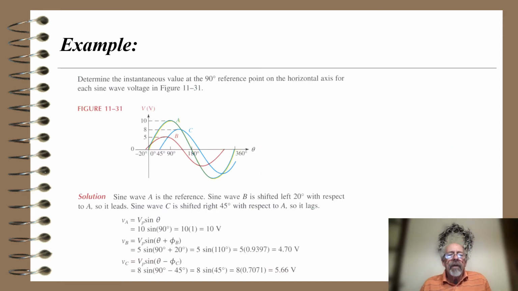So here's an example. It says determine the instantaneous value at the 90-degree reference point on the horizontal axis for each sine wave voltage in figure 1131. We have waves A, B, and C. A is green, B is red, and C is blue. A starts at 0, whereas B, the red one, starts at minus 20, and C, the blue one, starts at plus 45 degrees. I'm not going to go over the solution, but you should go over it to satisfy yourself that at 90 degrees, the values of the green, red, and blue waveforms are as shown in the solution.